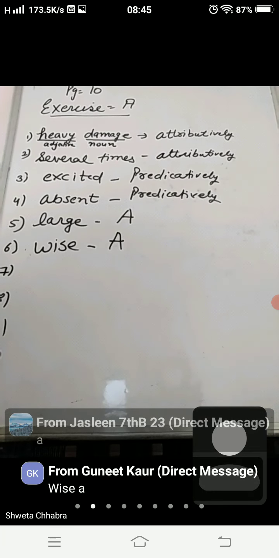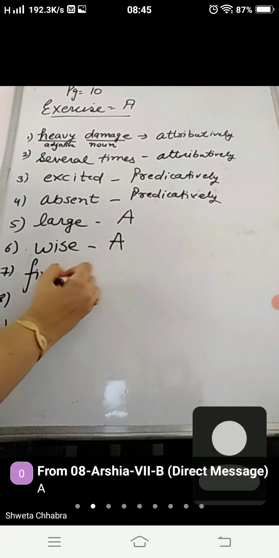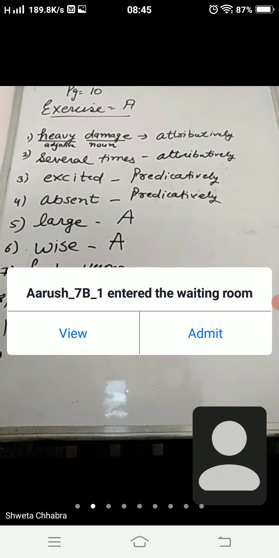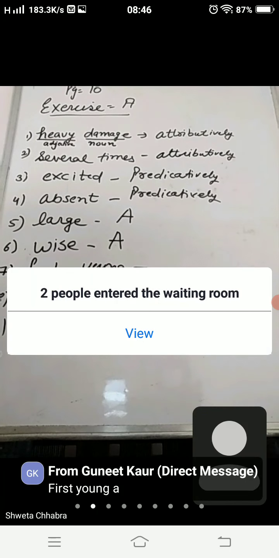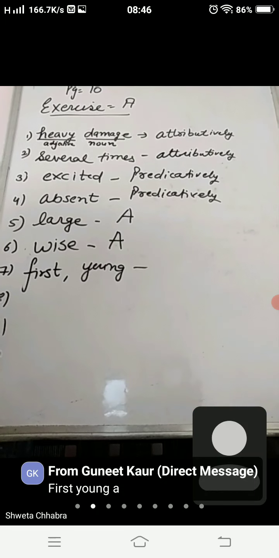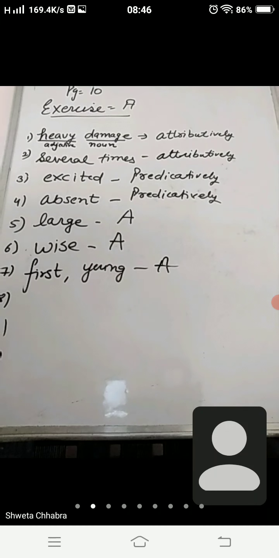The first prize was taken by a young child. So here two adjectives are there. First and young. How are they used? Attributively or predicatively? Tell me. First and young, yes, both are used attributively.